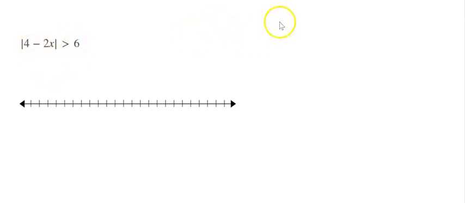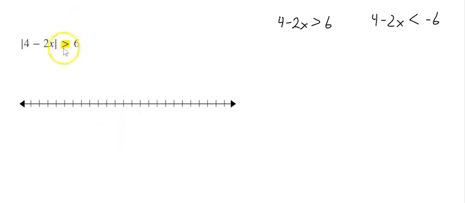So notice what I have here is two inequalities I need to solve. I have this 4 minus 2x is greater than 6. But I also have another one. I have 4 minus 2x, but then I got this negative 6, because remember we're dealing with an absolute value symbol. But the moment you create this negative, you've got to flip the sign. Okay? Now as I stated, since we're dealing with a greater than, we're going to get a union.